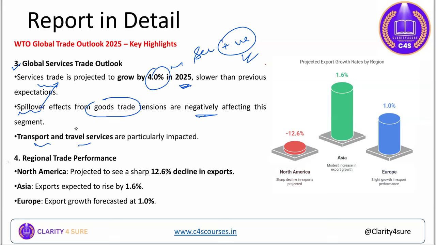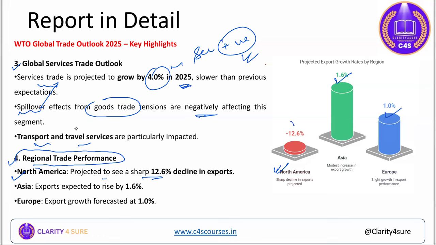Right. Coming to the next highlight, regional trade performance. How different regions are going to perform. In North America, we can see a sharp decline of 12.6%. Asia, we had expected an increase. The projected export growth rate for Asia is 1.6%, and for Europe it is 1%.